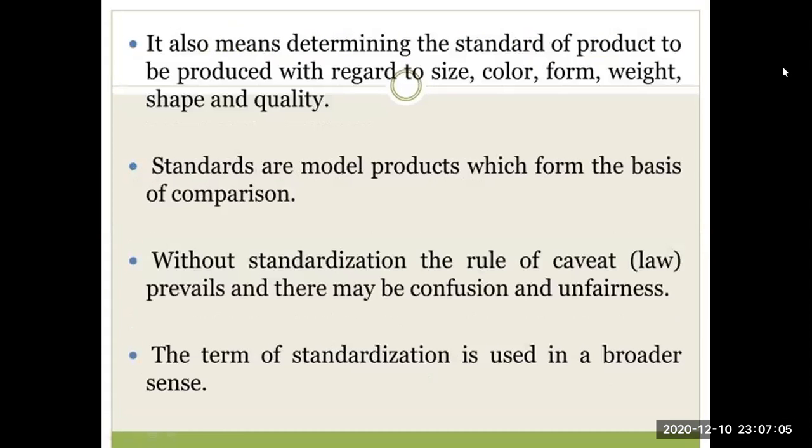Standardization gives size, color, form, weight and shape of the quality. It's easy to identify that product. It gives us a model of the product. What is that model? It's a comparison. When there are two packets, one yellow and one pink, we can identify that the yellow packet belongs to this company and the pink packet belongs to that company. So easily we can identify the model of the products.